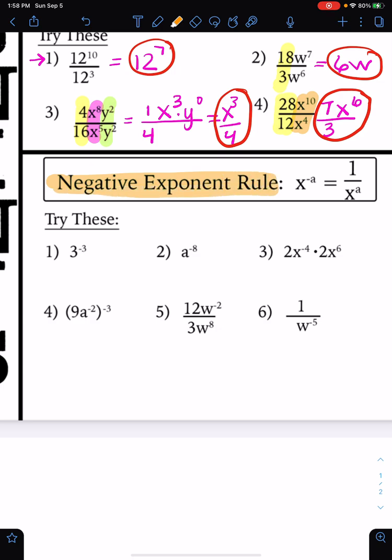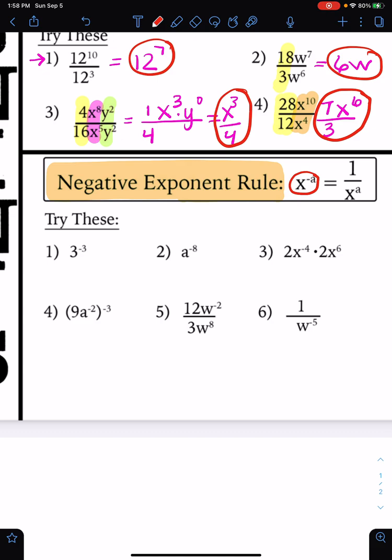So negative exponents: anytime you see a negative exponent on a number, that would mean that the little number, the exponent, has a negative in front of it, like x to the negative a power. That represents 1 over x to the a power.